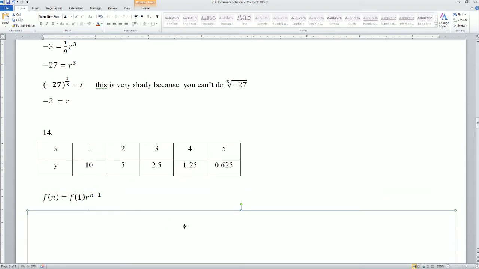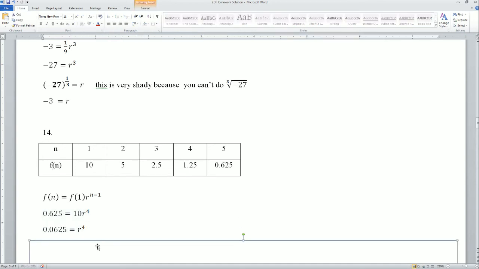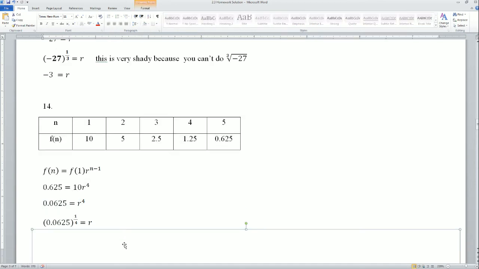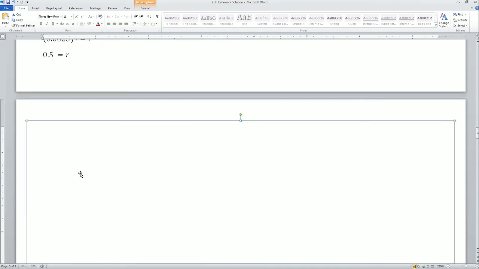Start off with the explicit equation. The first term is 10. I'm using this one, so the n value is 5. The f of n value was 0.625. There you go. Divide by 10 to both sides, then take the square root of 1/4. r is equal to 0.5, or a half.